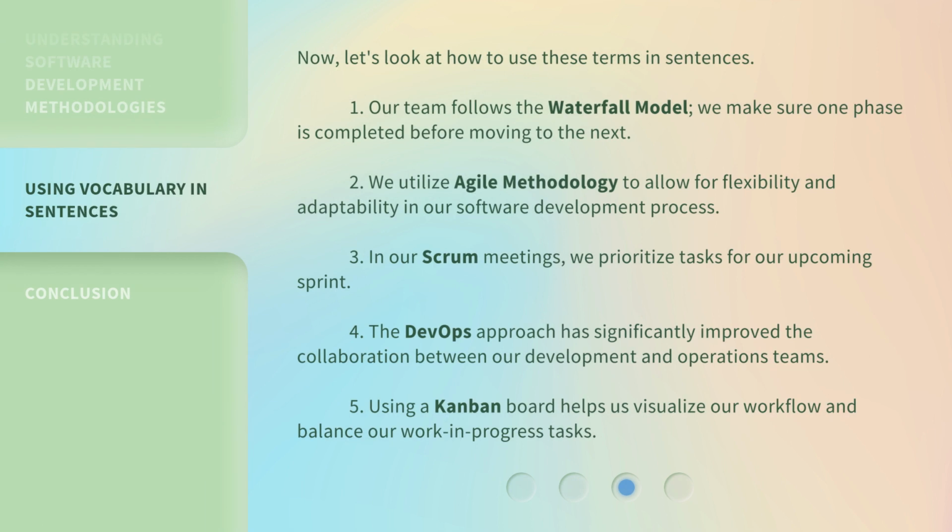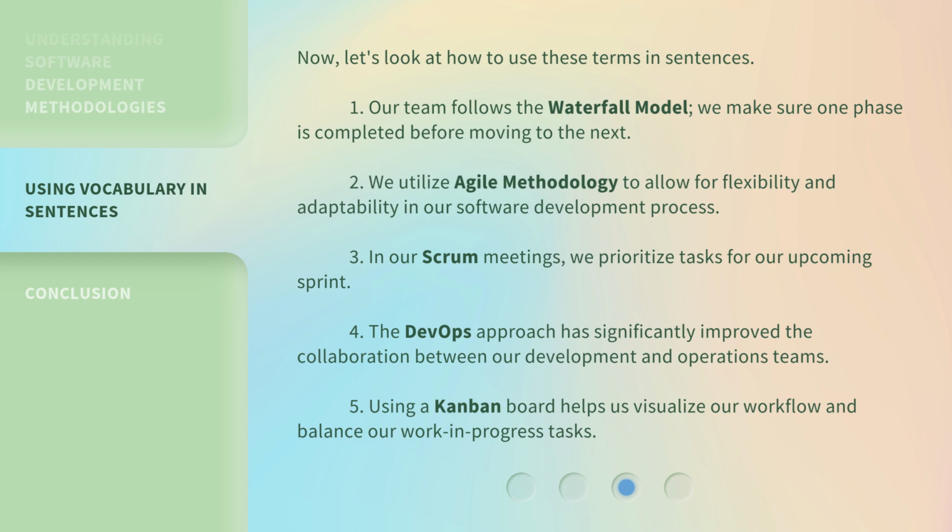Now, let's look at how to use these terms in sentences. 1. Our team follows the waterfall model. We make sure one phase is completed before moving to the next. 2. We utilize agile methodology to allow for flexibility and adaptability in our software development process.